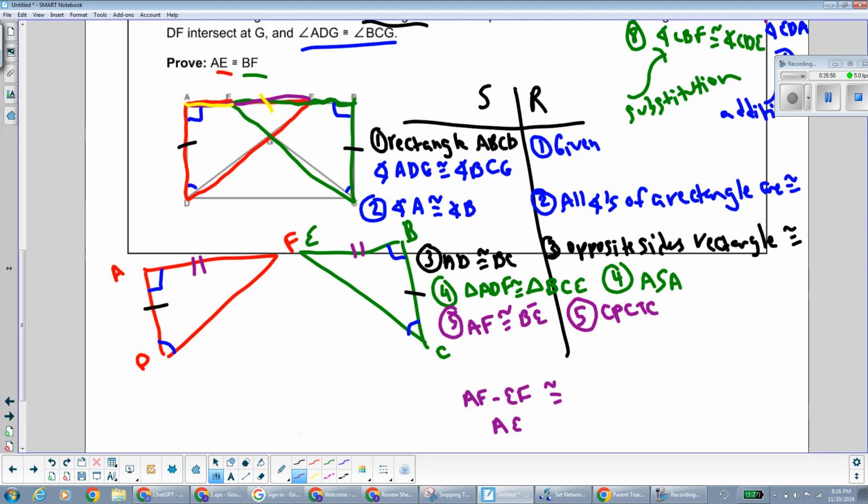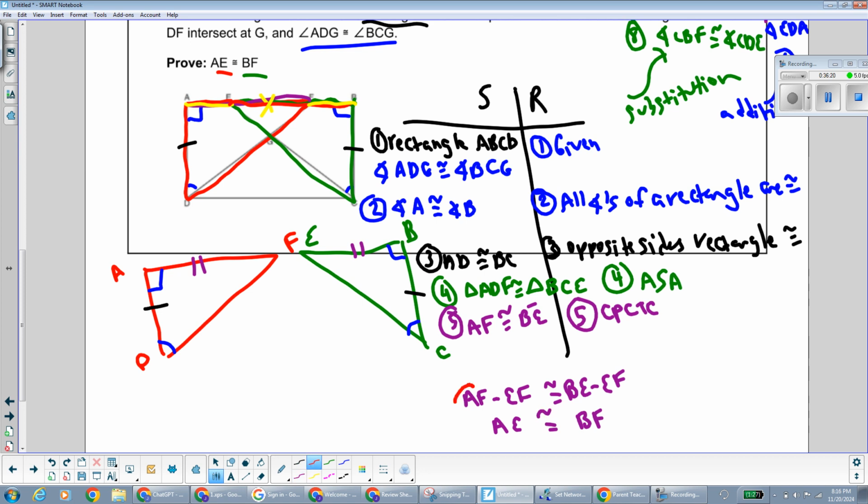And on the other side, here's BE. That's what we're starting with. We want to be left over with BF. So we need to take away FE or EF. And that leaves us over with what we want, which is BF.